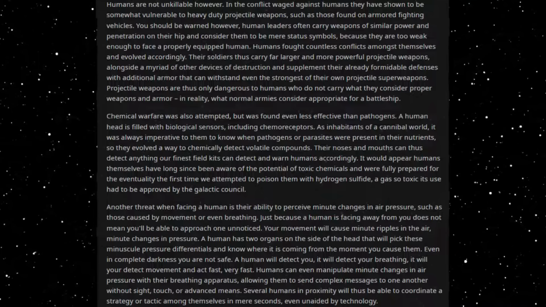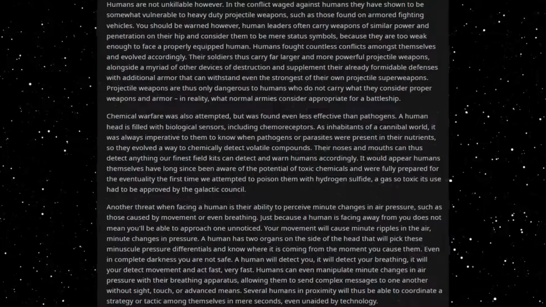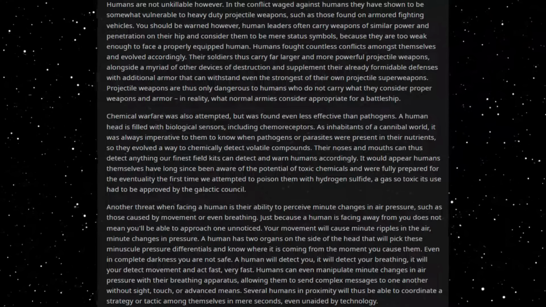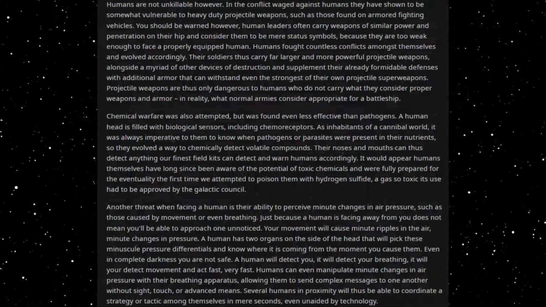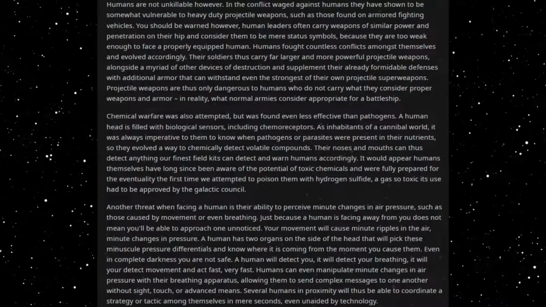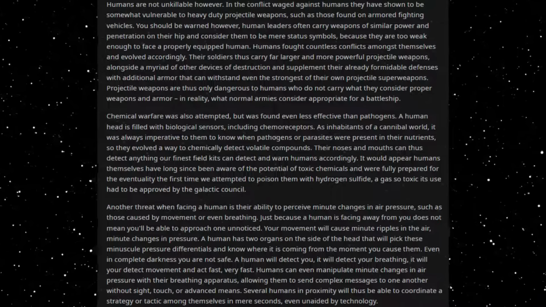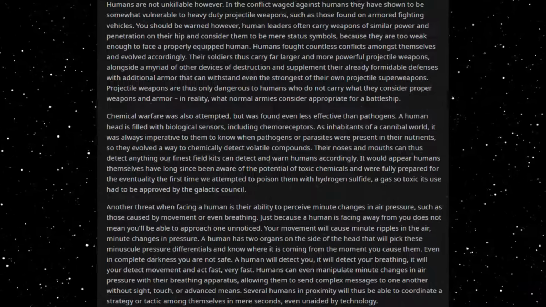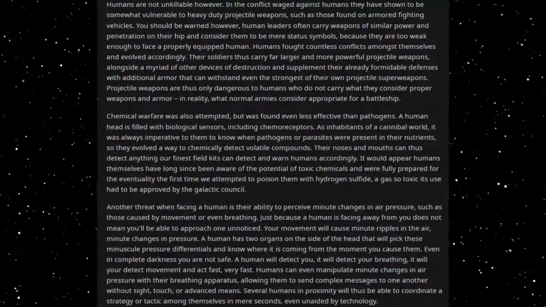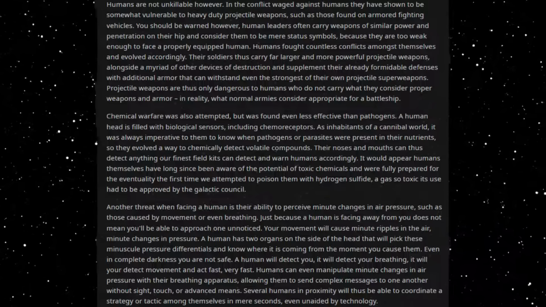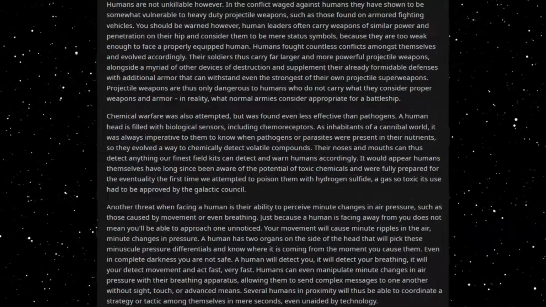Another threat when facing a human is their ability to perceive minute changes in air pressure, such as those caused by movement or even breathing. Just because a human is facing away from you does not mean you'll be able to approach one unnoticed. Your movement will cause minute ripples in the air, minute changes in pressure. A human has 2 organs on the side of the head that will pick up these minuscule pressure differentials, and know where it is coming from the moment you cause them. Even in complete darkness you are not safe. A human will detect you. It will detect your breathing. It will detect your movement and act fast, very fast.